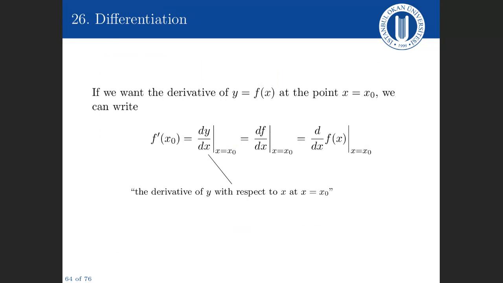Let's suppose that instead of just the derivative, we want to calculate, or we want to denote, the derivative of a function at a particular point, x0. Then again, there's different ways to write this. We might say f prime calculated at x0. We might write dy dx at x is equal to x0, or df dx at x is equal to x0, or d dx of f of x at x is equal to x0.